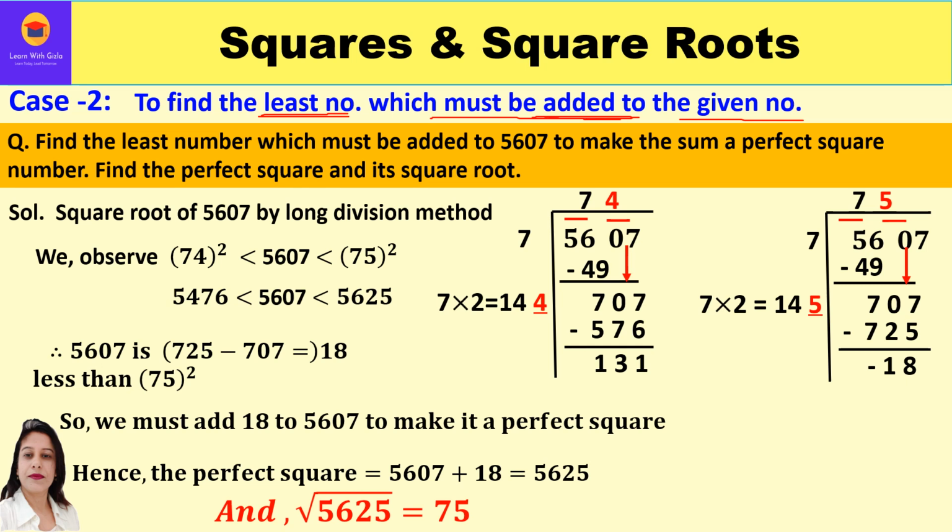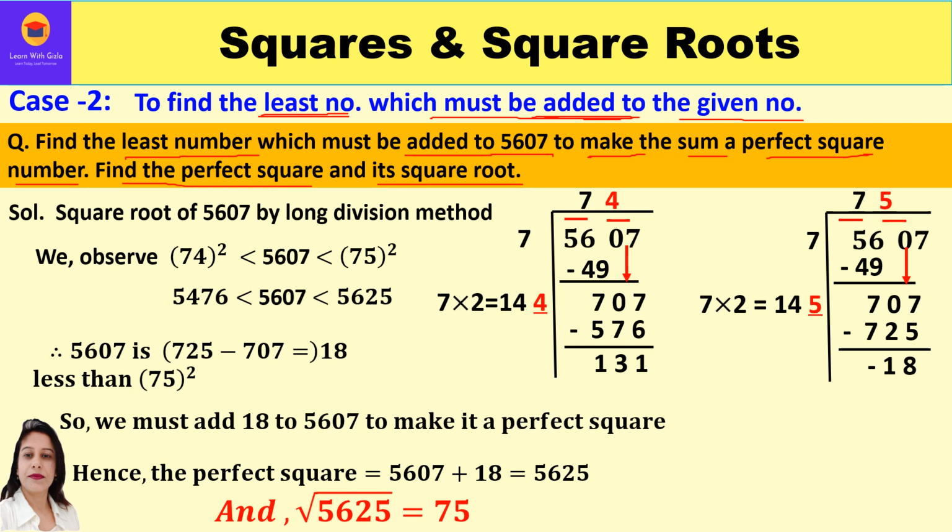For this we are going to use the long division method. So let us start with the question. Find the least number which must be added to 5607 to make the sum a perfect square number. Find the perfect square and its square root.